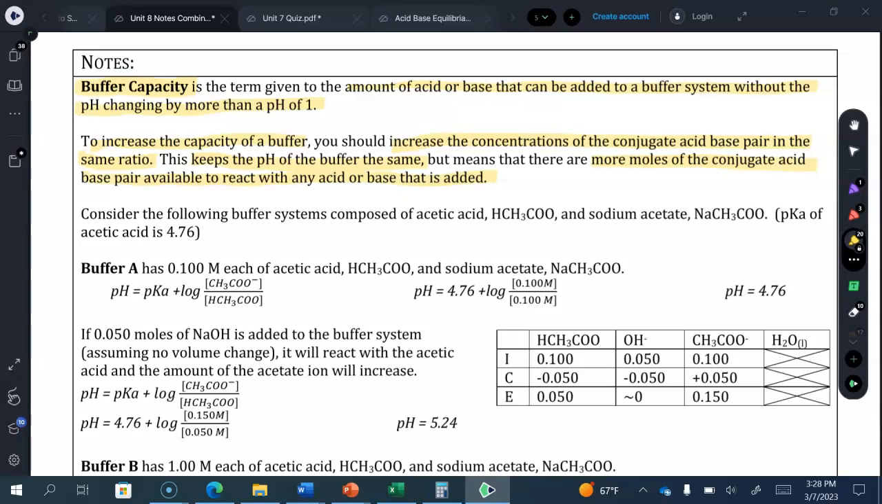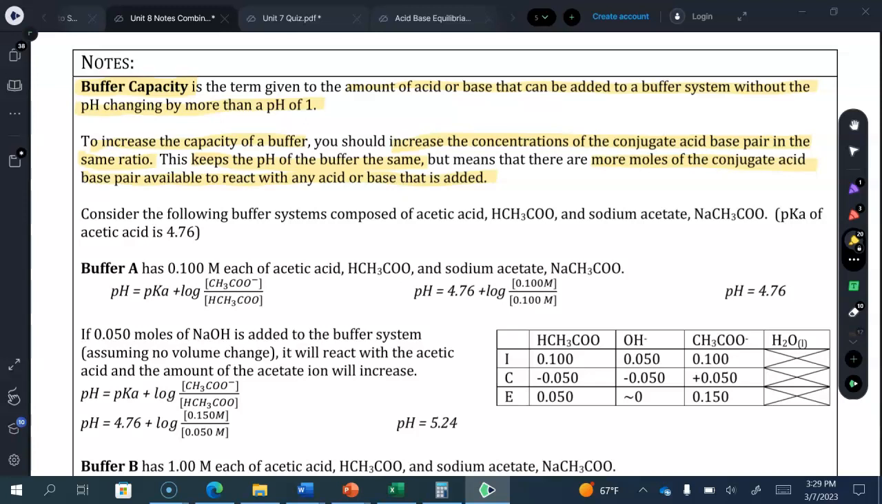This keeps the pH of the buffer the same, but means that there are more moles of the conjugate acid and the conjugate base pair available to react with any acid or base that is added. So there's more stuff to consume anything that might disrupt the buffer system.